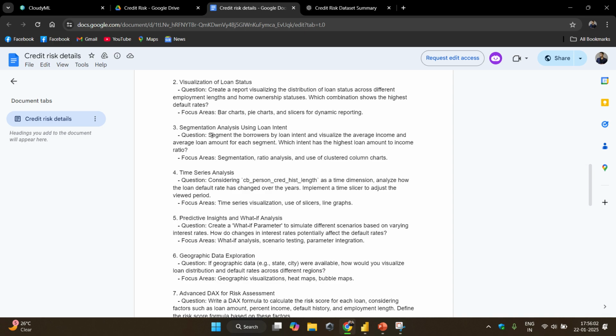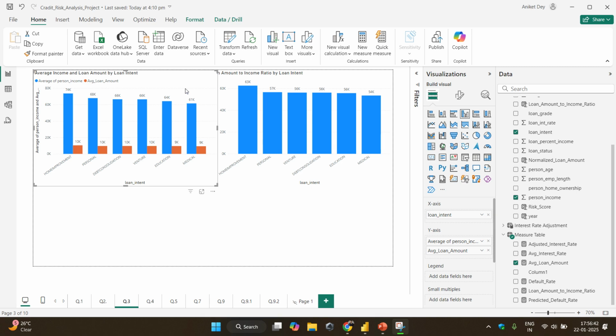In the next question, I have to segment the borrowers by loan intent and visualize the average income and average loan amount for each segment, and find out which intent has the highest loan amount to income ratio. To segment the borrowers by loan intent, I have used this clustered column chart, which has loan intent in the x-axis and average of person income and average loan amount in the y-axis. This clustered column chart is showing the average income and average loan amount by loan intent.